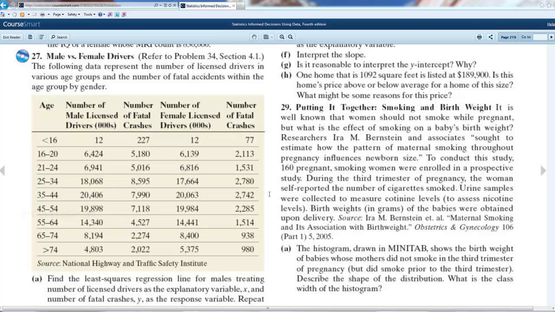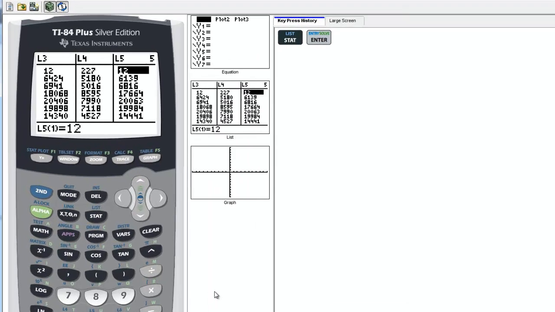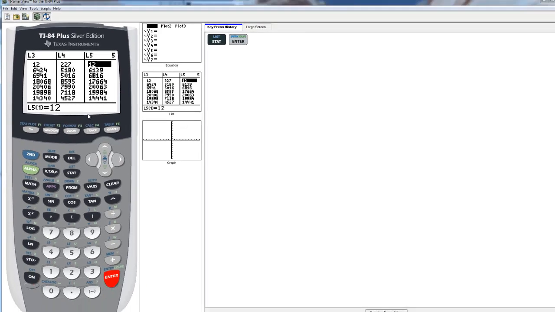So if you don't have the data keyed in, I would encourage you to pause the video and key it in. You don't need to key in the age data. We just need the number of licensed drivers and the number of fatal crashes. So a total of 4 different lists in order to hold the data set. I believe I have it saved in my calculator. As you can see, I have the number of male drivers in list 3 and the number of fatal crashes for males in list 4, and so on.